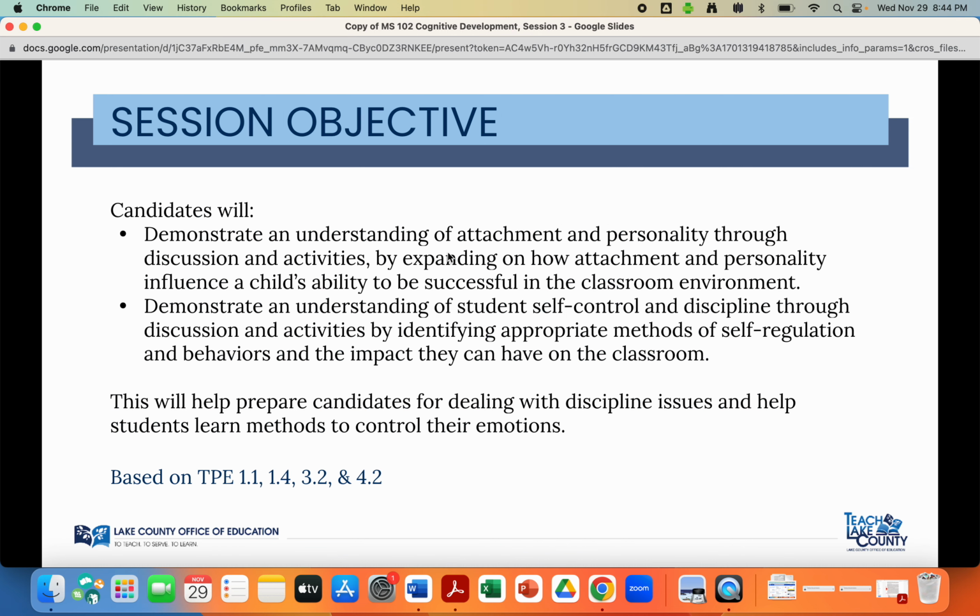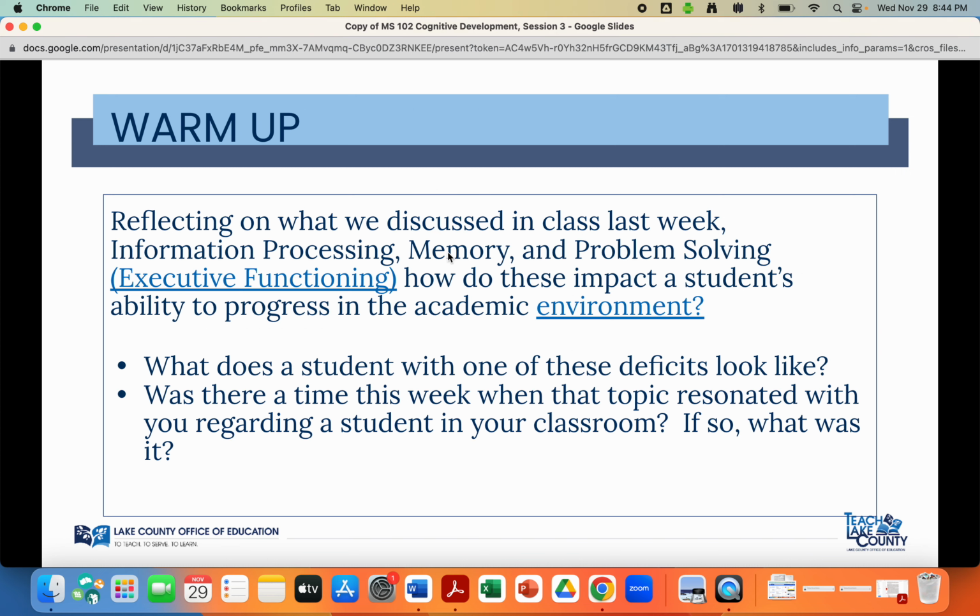Your session objectives. Candidates will demonstrate an understanding of attachment and personality through discussion and activities by expanding on how attachment and personality influence a child's ability to be successful in the classroom environment. Demonstrating an understanding of students' self-control and discipline through discussion and activities by identifying appropriate methods of self-regulation and behaviors and the impact they can have on the classroom. This will help prepare candidates for dealing with discipline issues and help students learn methods to control their emotions.